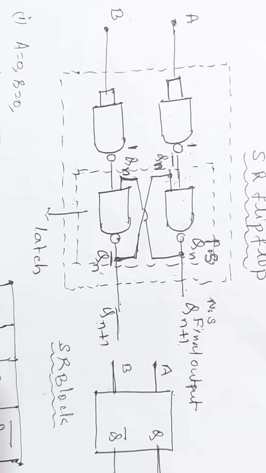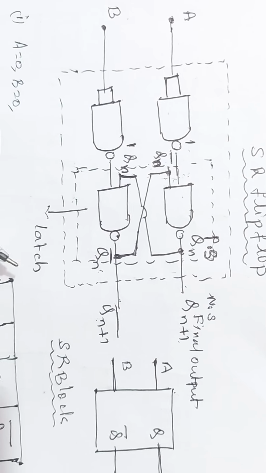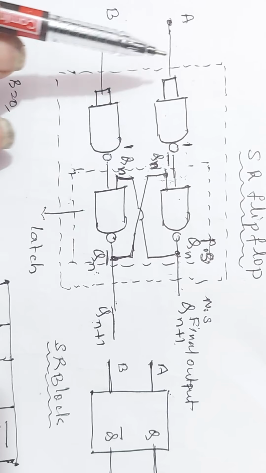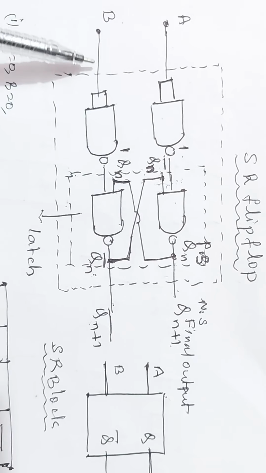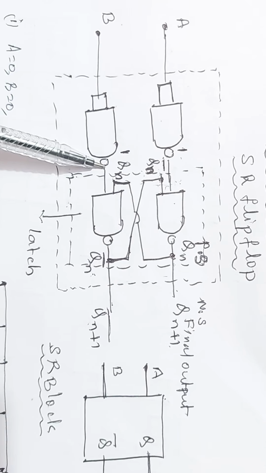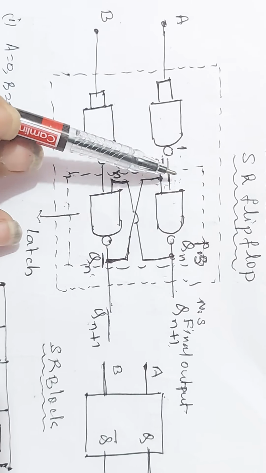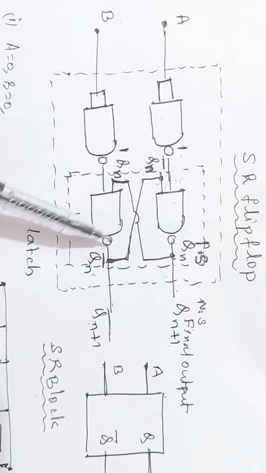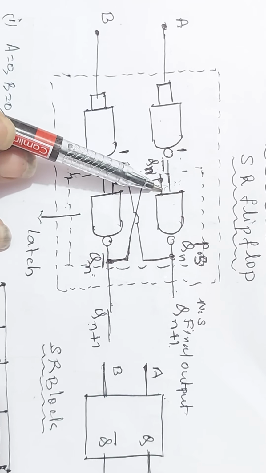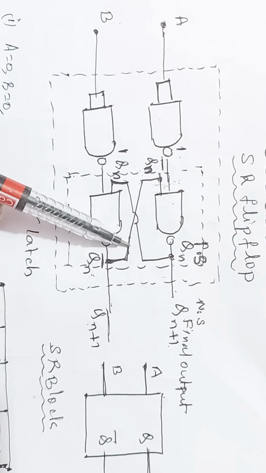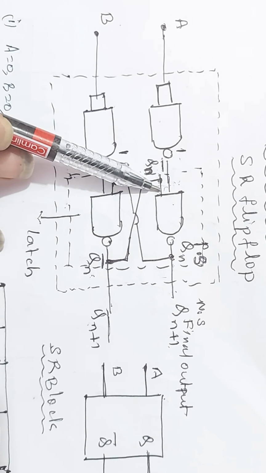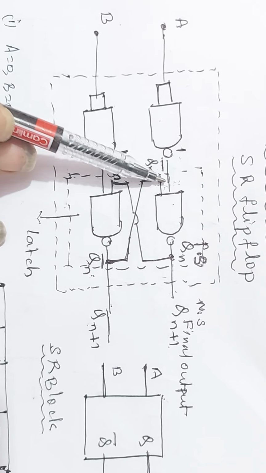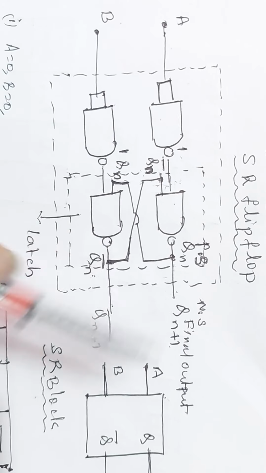Once again I will explain. See this circuit. When A equals 0, B equals 0. When A equals 0, the complement is 1. When B equals 0, the complement is 1. So one of the inputs of this NAND gate is 1. The other input is taken from the output of this one. Therefore, this output acts as an input for this one. That is Qn bar. 1 into Qn bar, whole bar, is the output of this NAND gate.